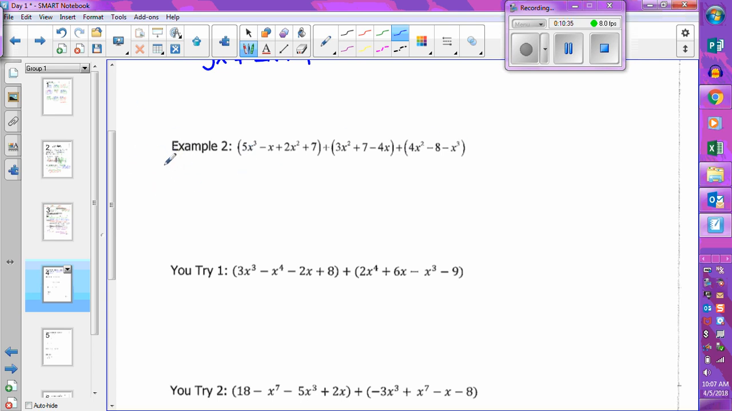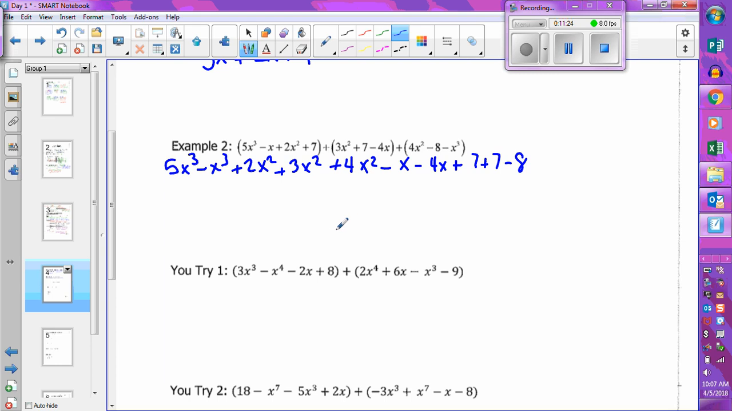So I'm going to start here, and I'm going to do a 5x to the third minus x to the third plus 2x to the second degree plus 3x to the second degree plus 4x to the second degree minus x minus 4x plus 7 plus 7 minus 8.